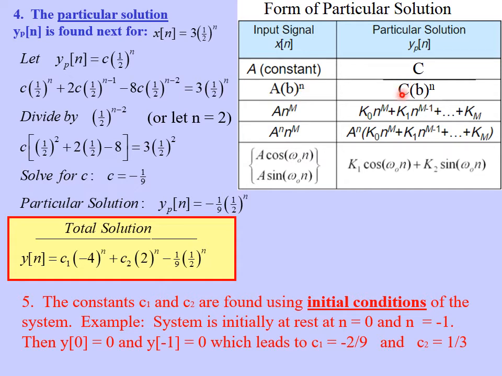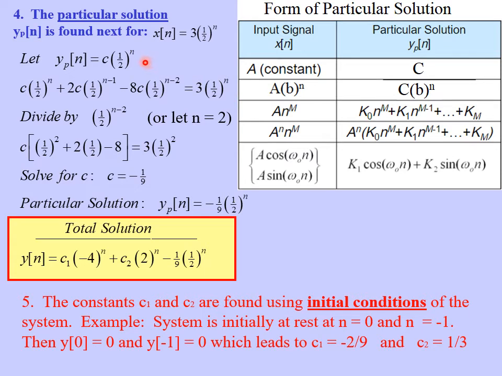So our particular solution is going to be another constant, just a different constant, we'll call it c, times the same base number, which is 1/2 in our case, raised to the n. So from this table, we simply read off y sub p is equal to c times 1/2 to the n. The next step is to plug this particular solution back into the difference equation, the whole difference equation, including the x of n on the right side.